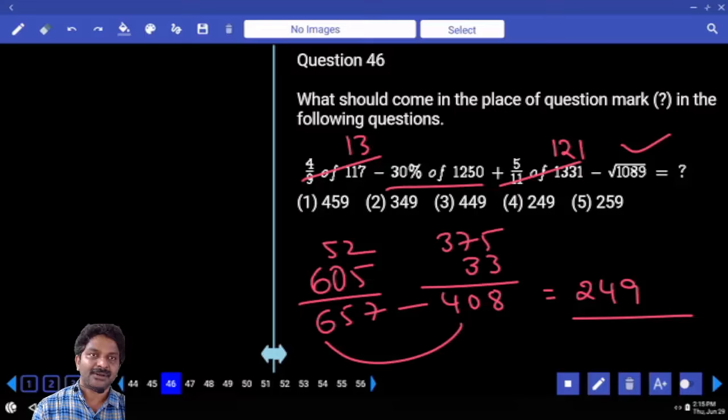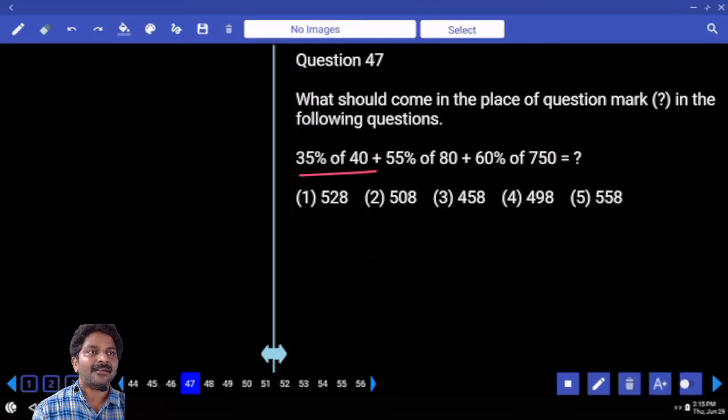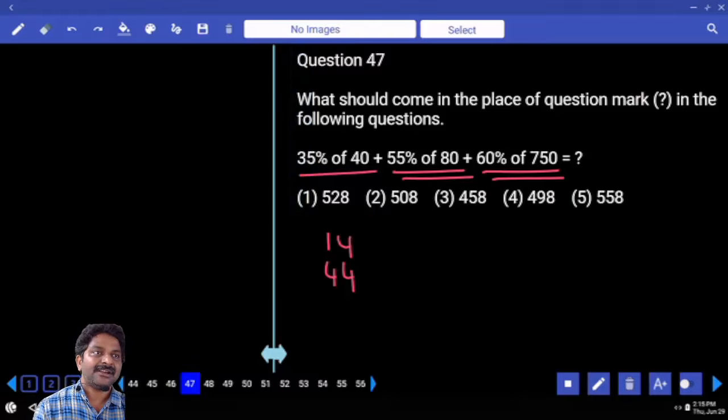600 minus 400, 200. 57 minus 08, 49. 35% of 40: 10% double double, 3 and a half, 7, 14. 55 percentage of 80: 50% plus 5%, 40 plus 4, 44. 60 percentage of 750: 10% is 75, double 150, triple 450, and this is 508.